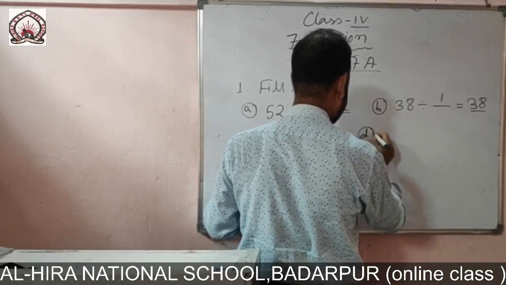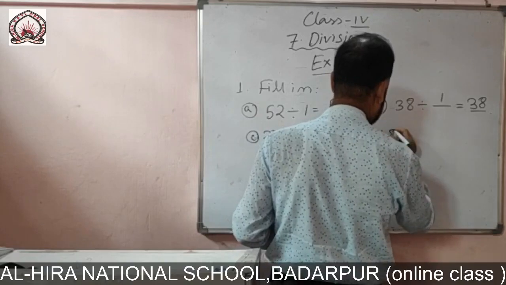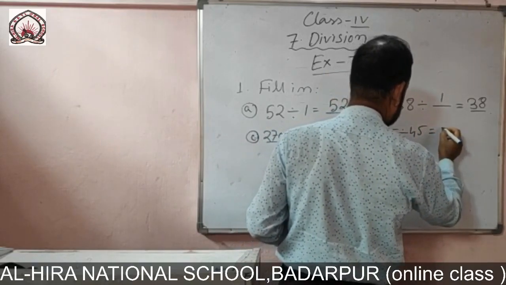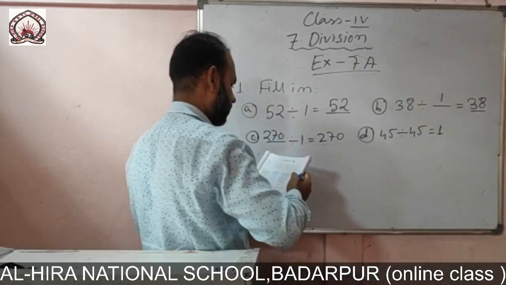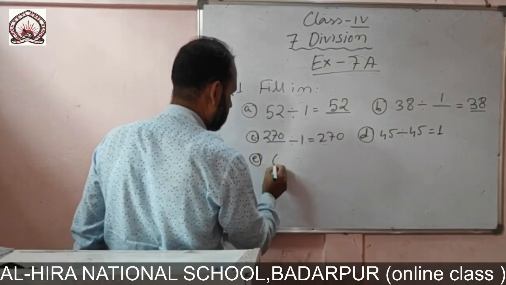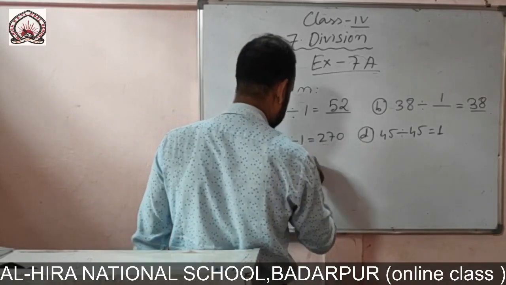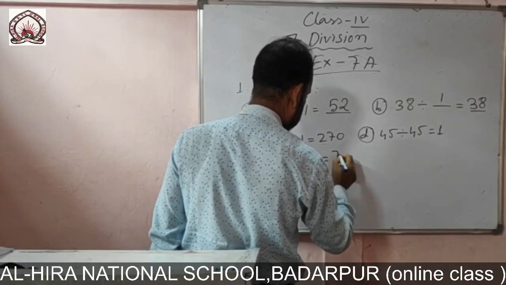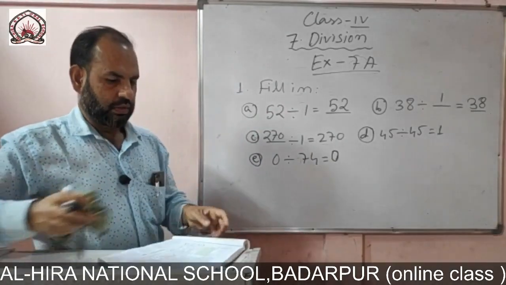D, 45 divide 45 is equal to 1. Zero divide 74 is equal to 0. Okay.